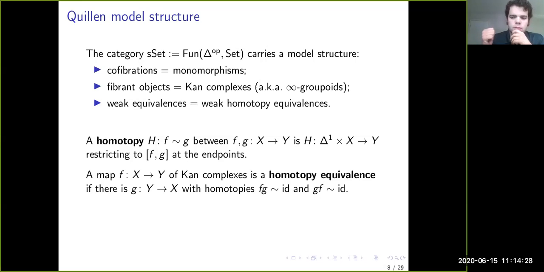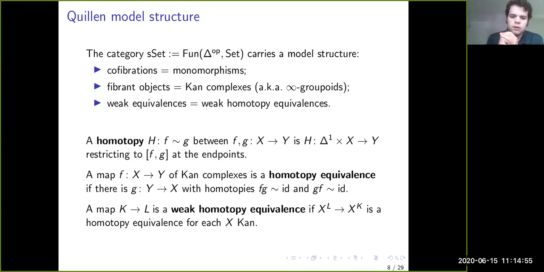So from this, we can define a homotopy equivalence between Kan complexes, because these are the objects that are well behaved with respect to homotopy, the fibrant objects. So that's a map that has what we would think of as a homotopy inverse, in other words, a map going back in the other direction from Y to X, such that these two composites are homotopic to the relevant identity maps.